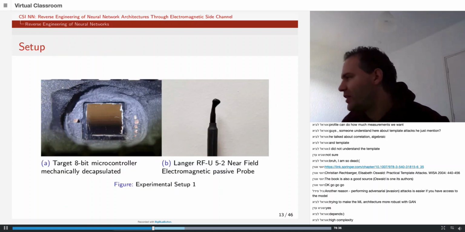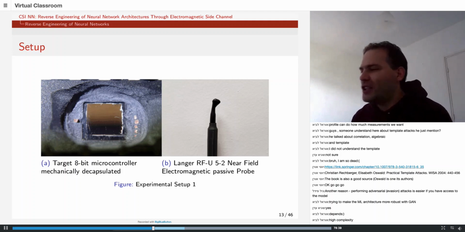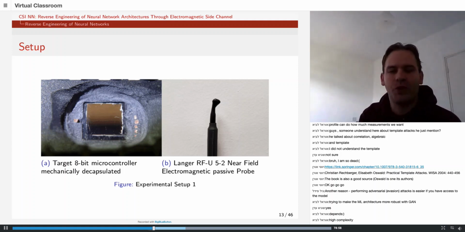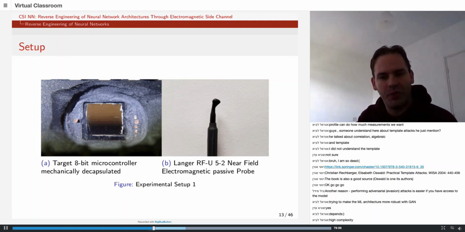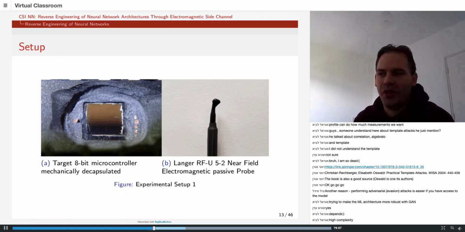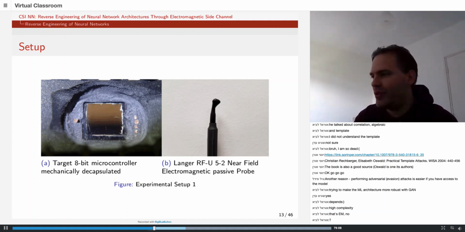So let's start with the attack. On the left side, this is the microcontroller. You can see we needed to mechanically decapsulate the microcontroller. Why do we do that? The reason is simple: when you decapsulate it, you are able to approach the chip closer with your probe, and then you are able to get a cleaner signal. This enables you to get better measurements. This is not a mandatory step.